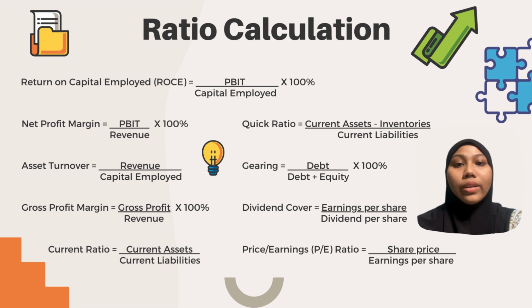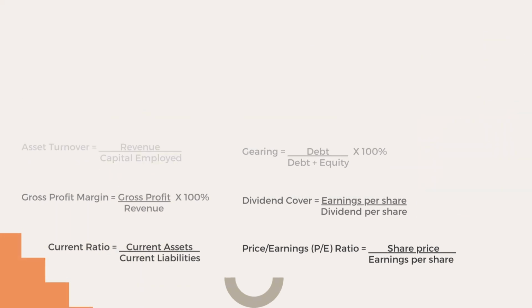Next, to calculate the quick ratio, current assets minus inventory are divided by current liabilities. Other than that, to calculate gearing, debt is divided by debt plus equity, times 100. To calculate dividend cover, earnings per share is divided by dividend per share. Last but not least, the price earnings ratio is the share price divided by earnings per share.